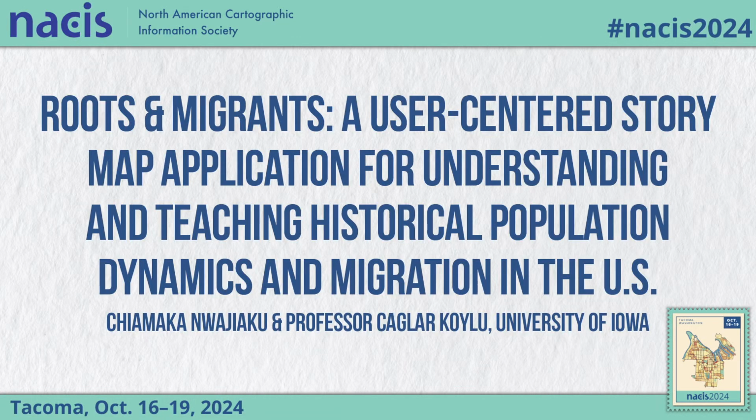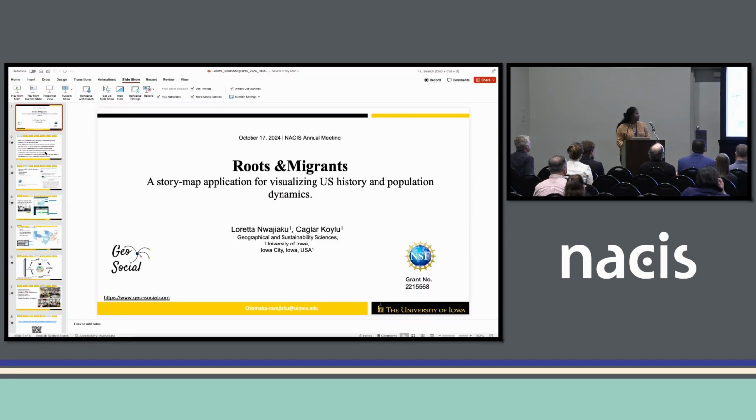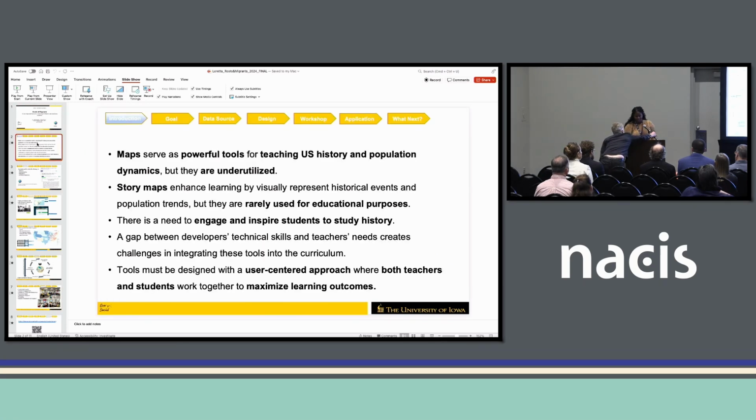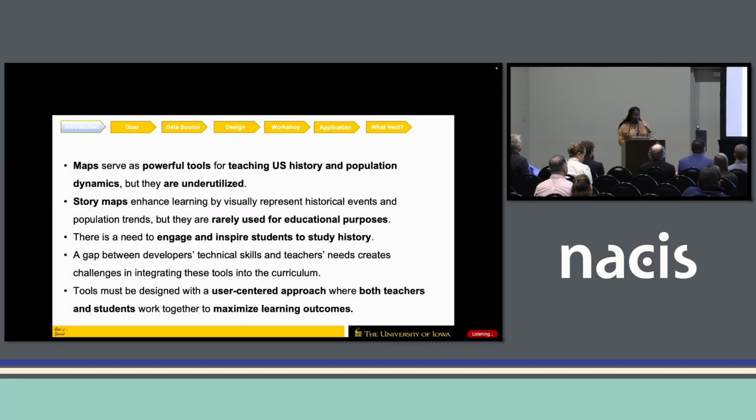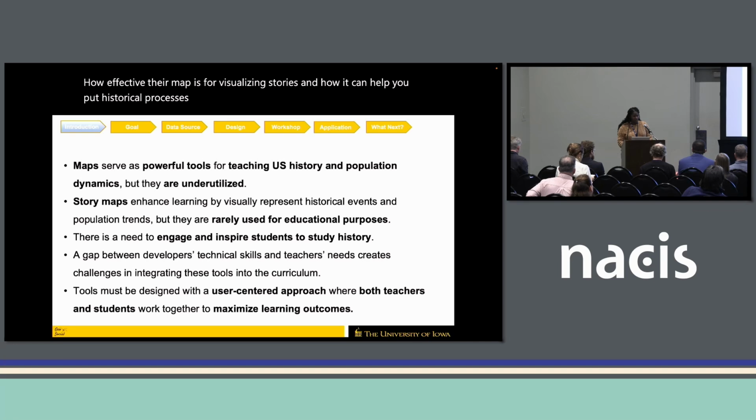Basically, we teach US history using mostly textbook and online platforms such as Google Voyager and the popular ArcGIS StoryMaps. We know how effective story maps are for visualizing stories and how they can help you put historical processes in spatial context. But we know that there's also a problem.